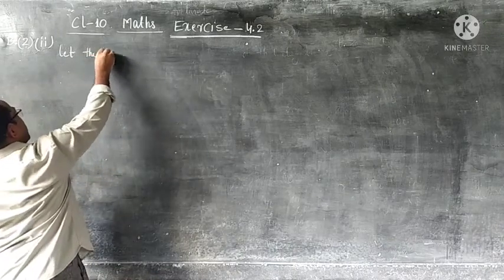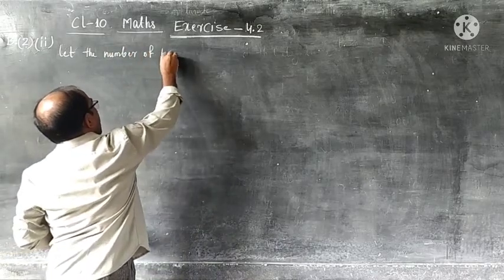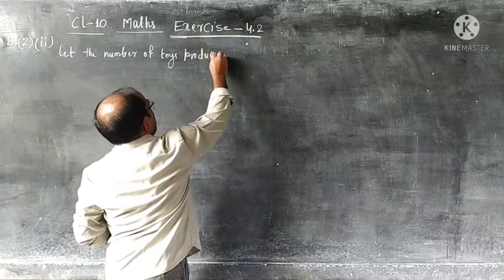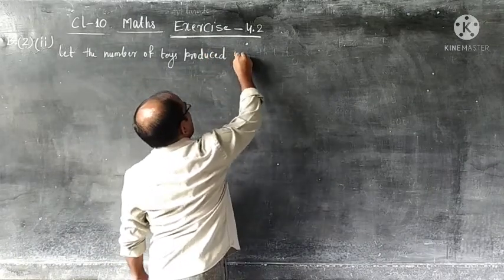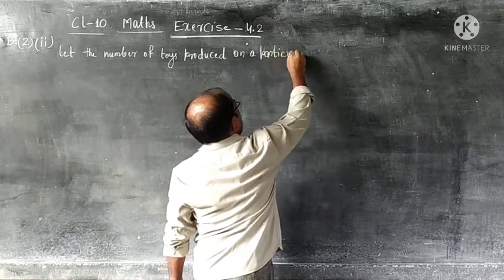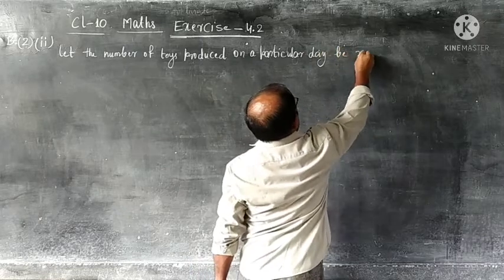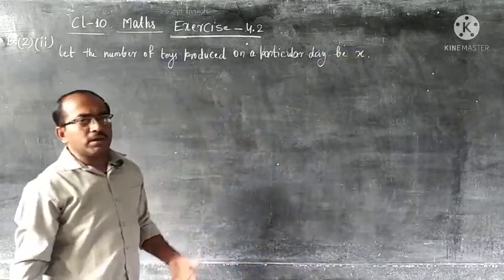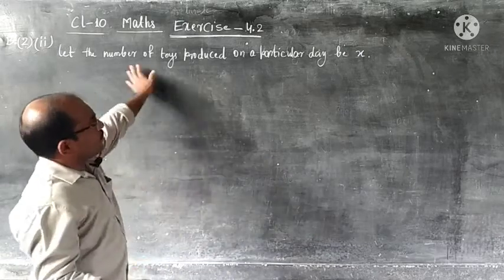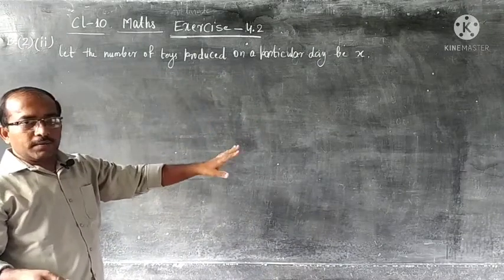So let the number of toys produced by the industry or company on a particular day be x. This is the number of toys. It may be anything, 10, 20, 30, 100, 50, even 1000 or lakhs, but we know the company has produced x toys on that day.